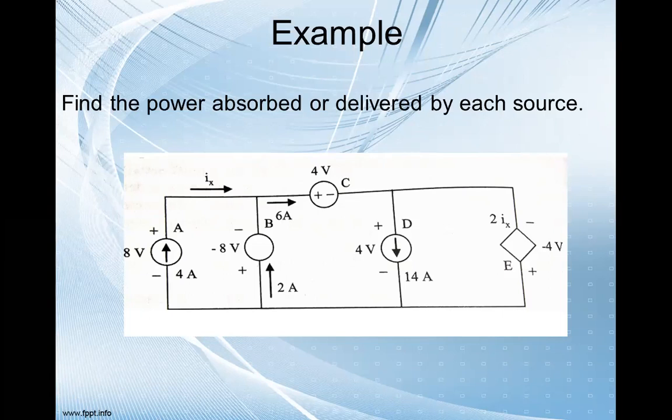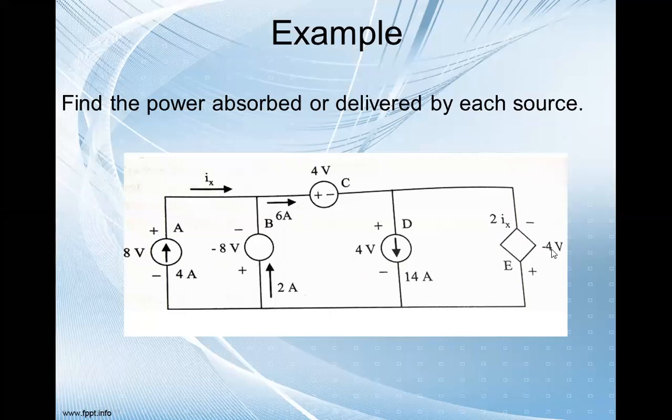Okay, what is the statement of this problem? Find the power absorbed or delivered by each source. So very easy. What is the power delivered by this source? 8 volt into 4 ampere. So that is 32 watt. Yes, sir. Similarly, for this, it will be 16 watt. This will be 24. This will be 56. And what will be this one?